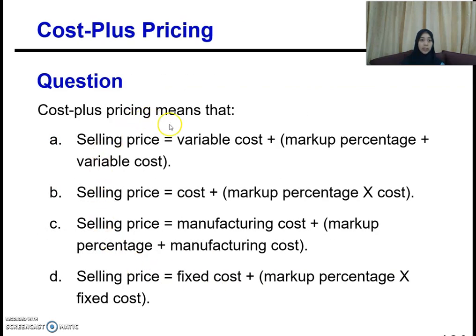Okay, so cost plus pricing means that, selling price equals variable cost plus markup percentage plus variable cost, or which one is the answer? So that would be selling price equals your cost plus the markup percentage times your cost. So that's how you do the cost plus pricing.